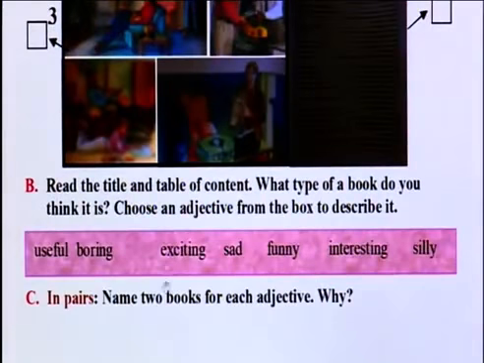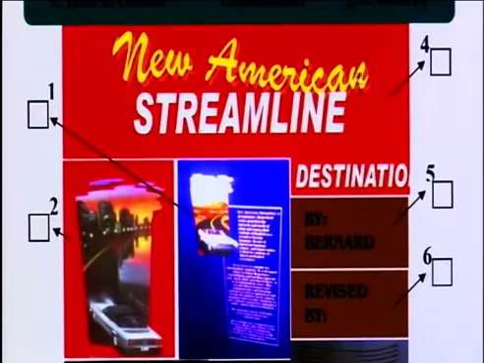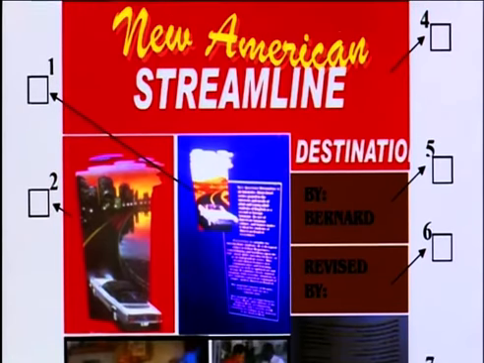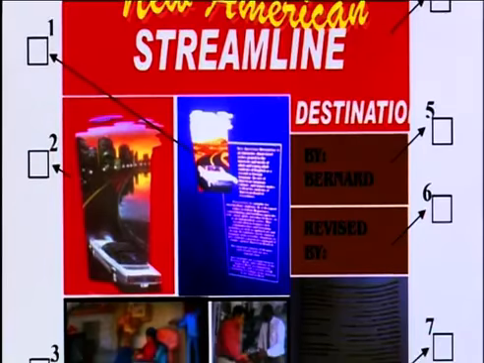Now read the title and table of contents. Read the title and the table of contents. What type of a book do you think it is? Choose an adjective from the box to describe it. First let's see what kind of book it is. The name is New American Streamline. Have you ever seen this book? Of course you have seen it. Okay, so this is a course book.